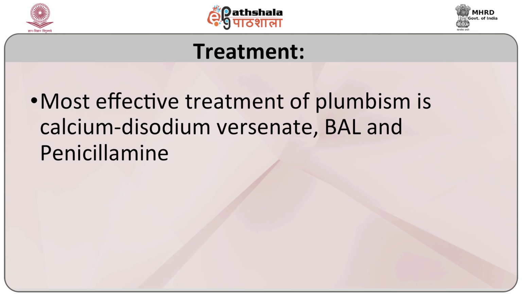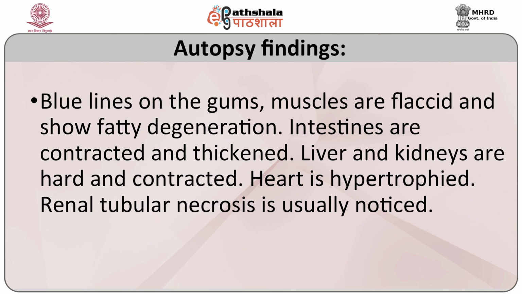Treatments: the most effective treatment for plumbism is calcium disodium versenate or BAL and penicillamine. The autopsy findings include blue lines on the gums, muscles are flaccid and show fatty degeneration. Intestines are contracted and thickened. Liver and kidney are hard and contracted. Heart is hypertrophied. Renal tubular necrosis is usually noticed.